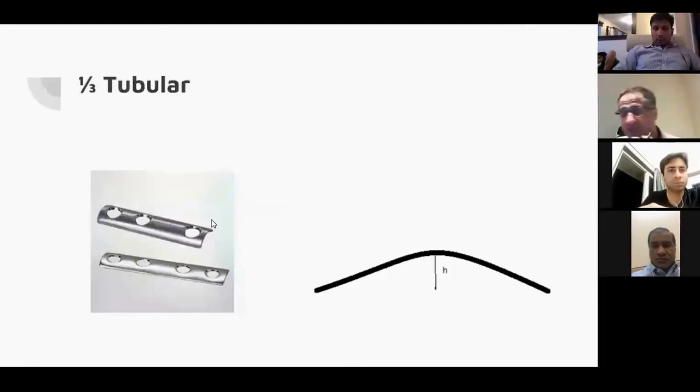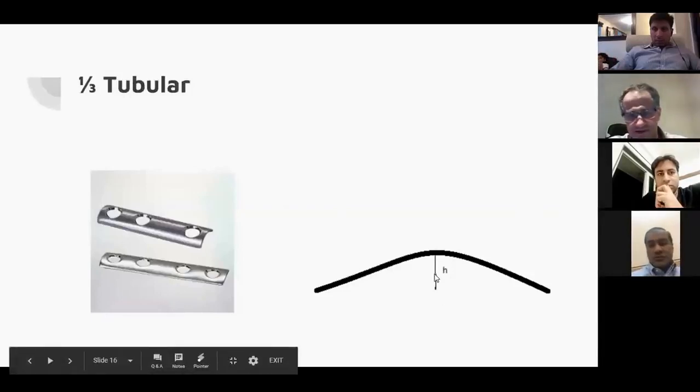And then that same principle we talked about with the girders is still present with your 1/3 tubular. 1/3 tubular is usually a 1 millimeter thick plate, but by putting it as a 1/3 of a tube, you're still preserving the height, as you can see on this schematic representation there. Okay.